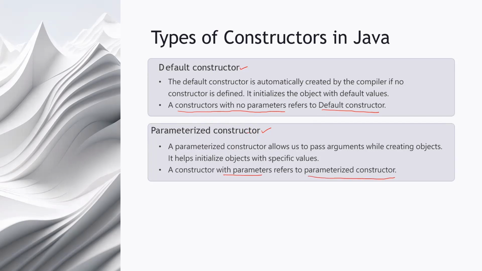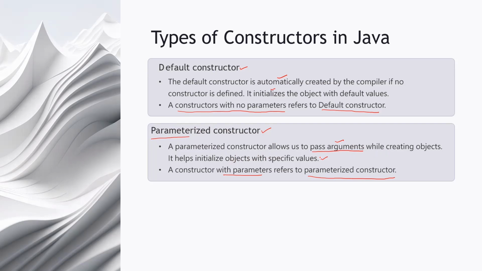Clear? The default constructor is automatically created by the compiler if no constructor is defined. It initializes the object with the default values. Now, a parameterized constructor allows you to pass arguments. Parameters are nothing but arguments. So when you're working with parameters, you're working with arguments, because they are one and the same. While creating objects, it helps initialize objects with specific values as you are taking parameters.